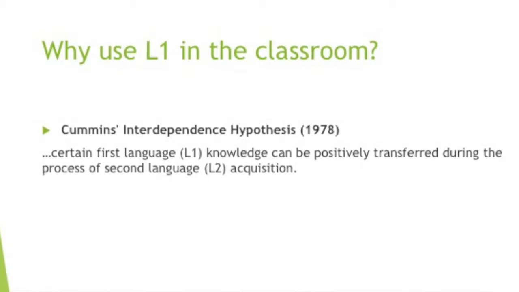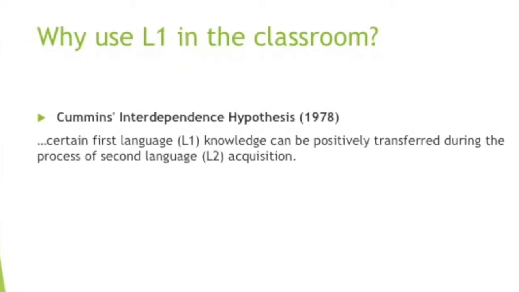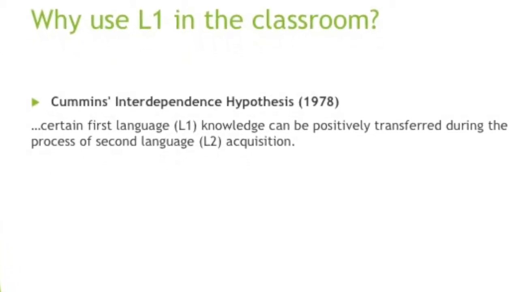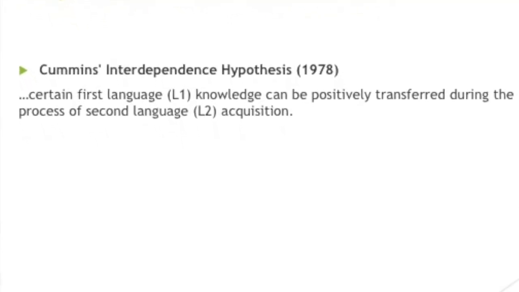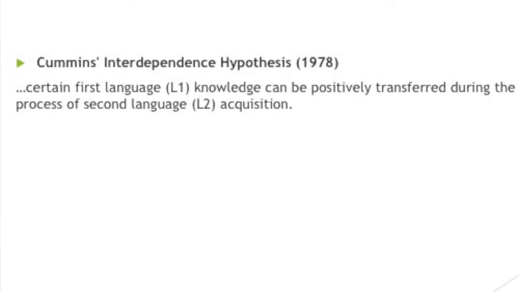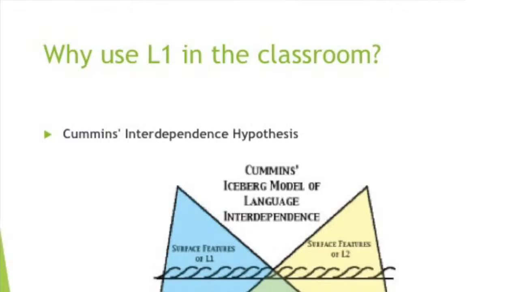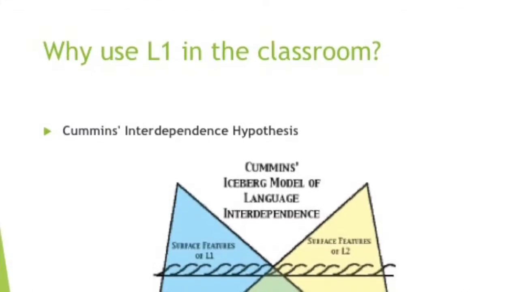But basically, what that theory says is that certain knowledge acquired in students' first language can be successfully transferred during the process of second language acquisition. And this is very briefly put. So that's also represented by his iceberg model of language interdependence.